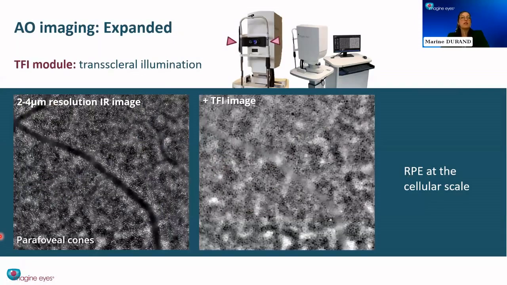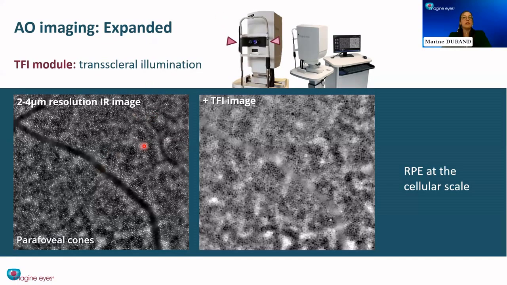So on the RTX-1 device, we have added this TFI module. So you see it's an additional module in front of the camera. This module adds a new illumination mode, which is called transscleral. It sends the light that illuminates the retina through the sclera in an oblique way. And this enables to reveal the RPE layer, which is under the photoreceptor layer.